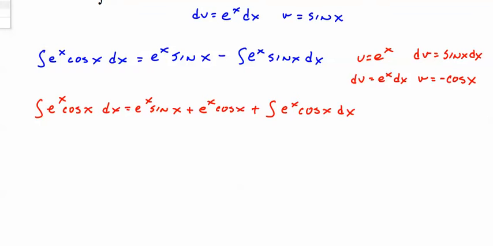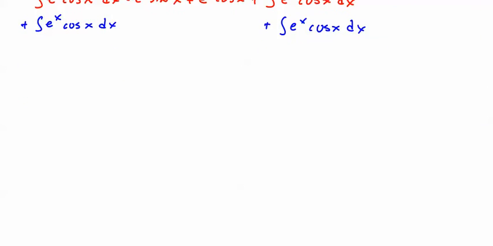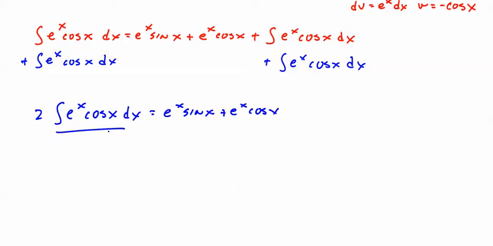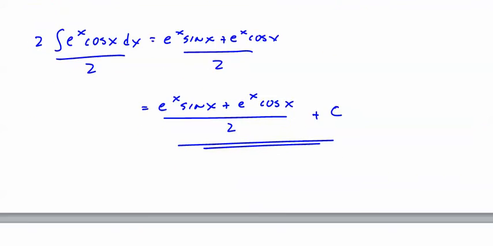We are going to add to both sides, which means we'll have two of these. Integral of e to the x cosine of x dx equals e to the x sine of x plus e to the x cosine of x divided by 2. And we get equals e to the x sine of x plus e to the x cosine of x all over 2 plus c. Again, some people like to put the plus c in earlier. Really doesn't matter. It's all going to work out. But it's a pain. It's a significant hassle.